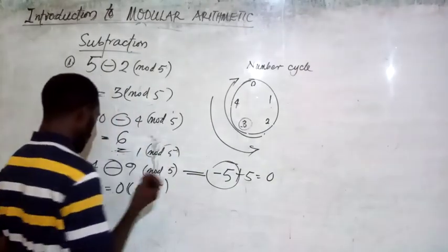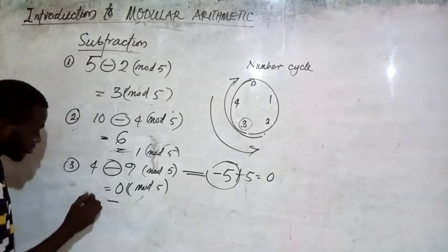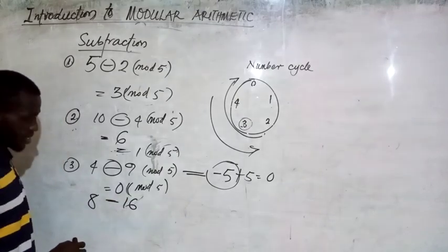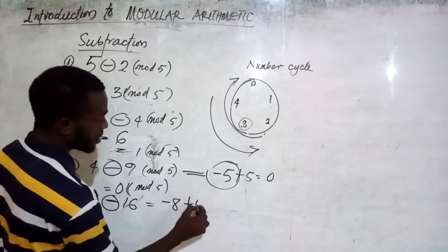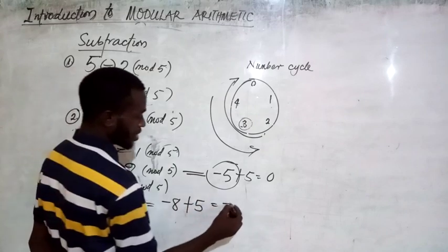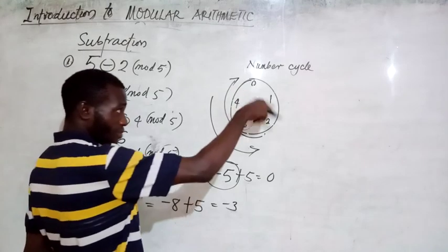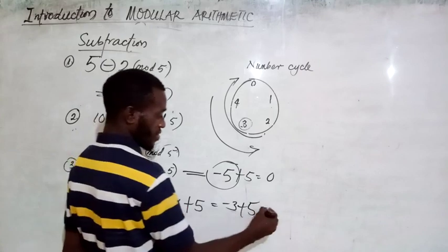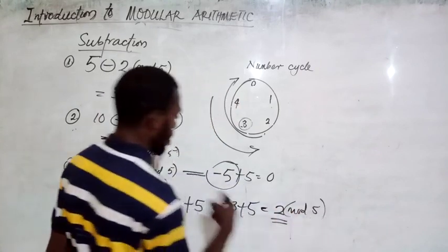For example, if it were like 8 minus 16, you know it's going to give you minus 8. So simply add the modulo. If you add 5, you get minus 3. There is no minus 3 in the number circle. All your answer must lie within this circle. So you add another 5. When you add another 5, you get 2. And that's going to be 2 mod 5 as our answer.